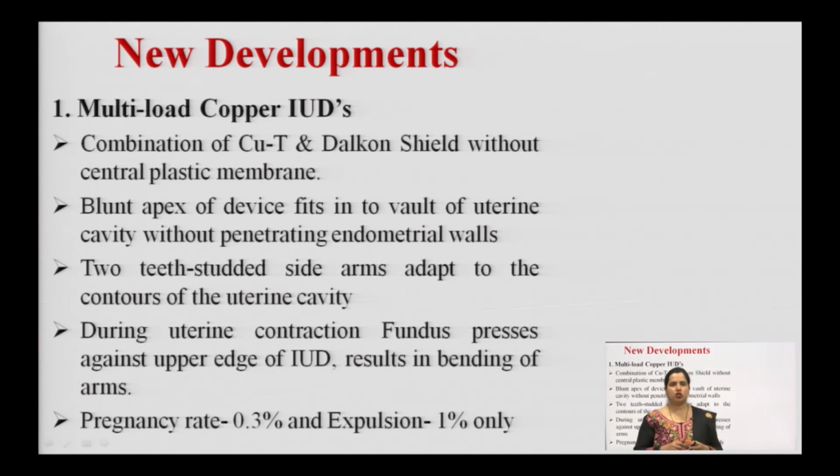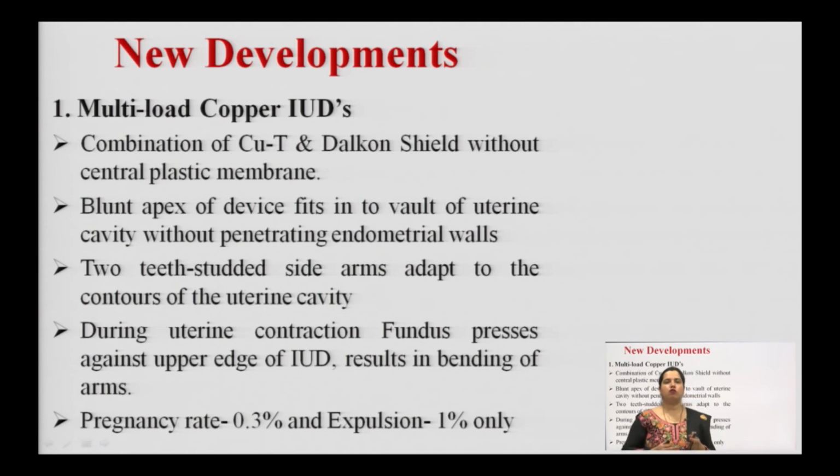During uterine contraction, the fundus presses against the upper edge of the IUD, resulting in bending of the arms. That means this is not rigid, and this episode will not cause the expulsion of the IUD. It is flexible, so it bends its arms while inserting and is retained in the uterus. It will not be expelled when the uterine contraction occurs. So, it will retain within the area and will not be expelled out. So, this is the advancement.